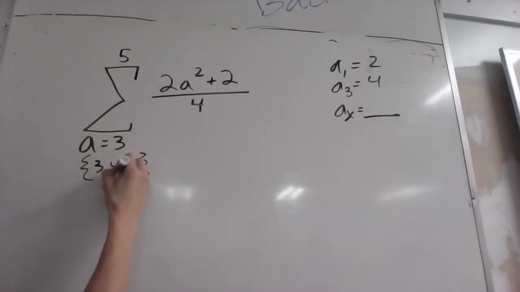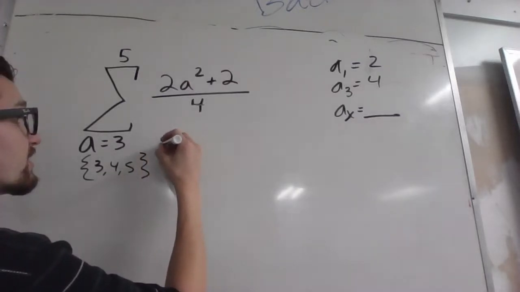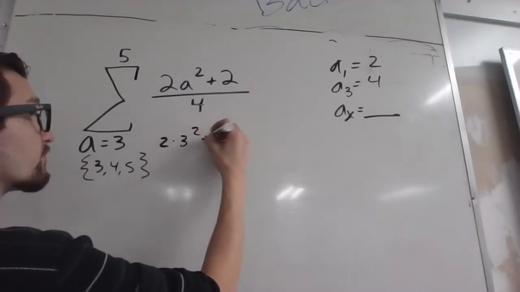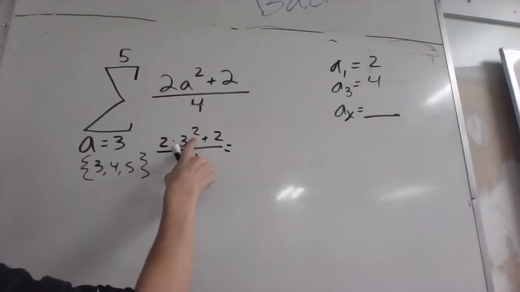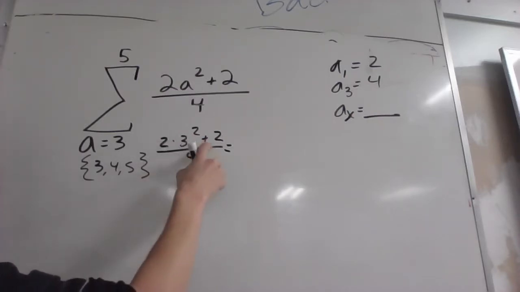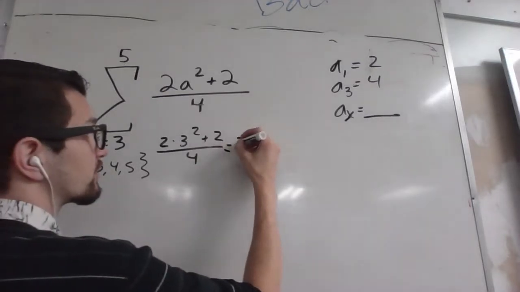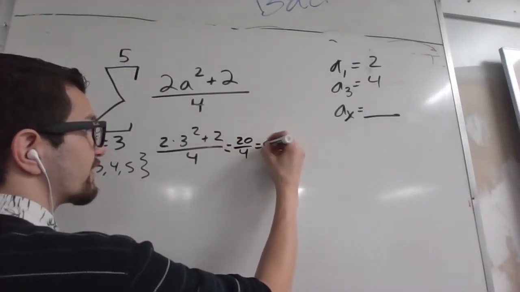So we have 3, 4, and 5, which means I've got to do 3 mini problems, plugging each one into this equation. First off, I've got 3. 3 squared is 9. 9 times 2 is 18. 18 plus 2 is 20, so 20 over 4 gives me 5.